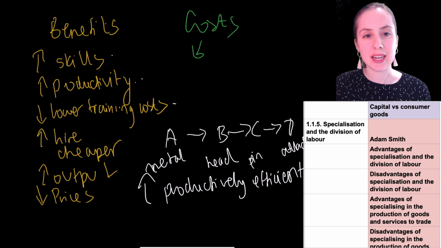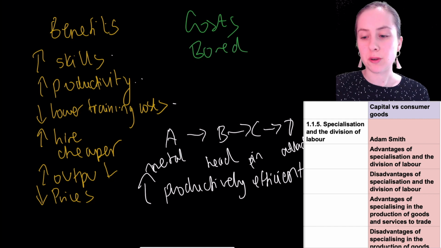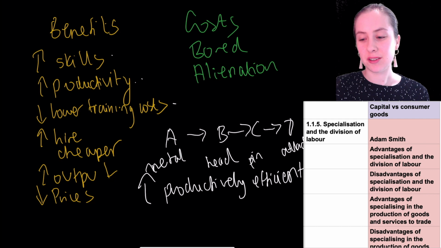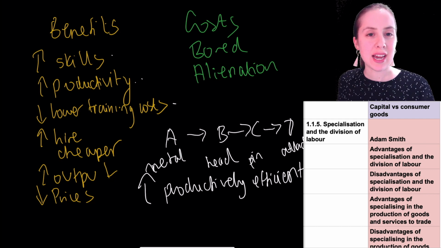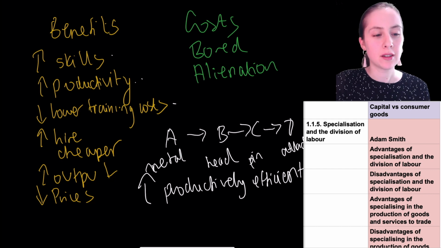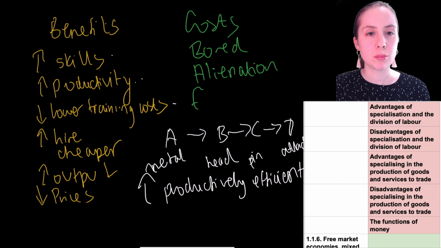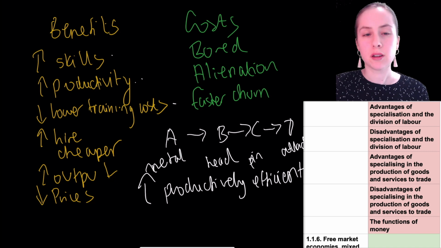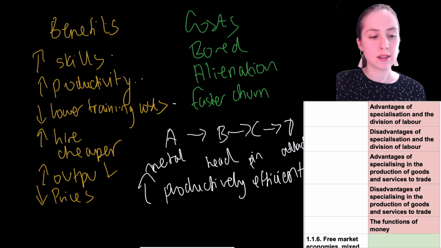If you just make nails every day and the same part of the nail every day, you are probably going to get bored. And you might want to name drop a cool word called alienation. That means that you get a bit detached from your work and you feel that you're just kind of a cog in the machine, that you're not being treated like a human. Because you're so bored, the company might see a faster churn of workers. Workers leave their jobs because they're not interested, they're not connected, they're not motivated.